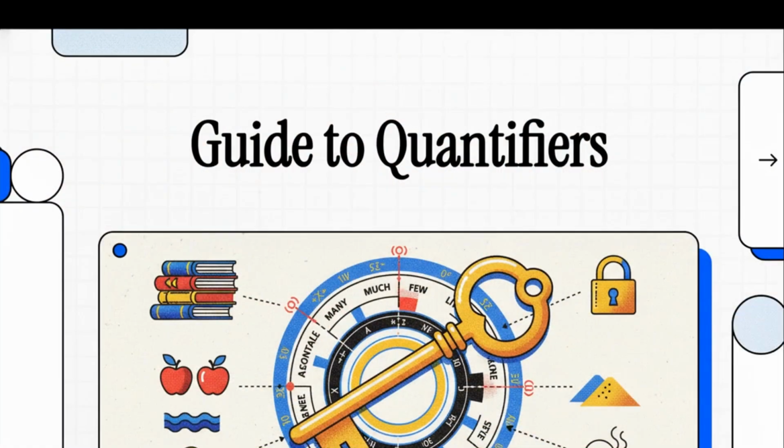Hey everyone, and welcome. Sometimes the difference between good English and great, natural-sounding English comes down to a few little words. Today, we're going to crack a secret code, the code of quantifiers. These are the words that describe amounts, and trust me, getting them right is a total game changer for your fluency. So, to kick things off, let's start with the classic puzzle that gets almost everyone.